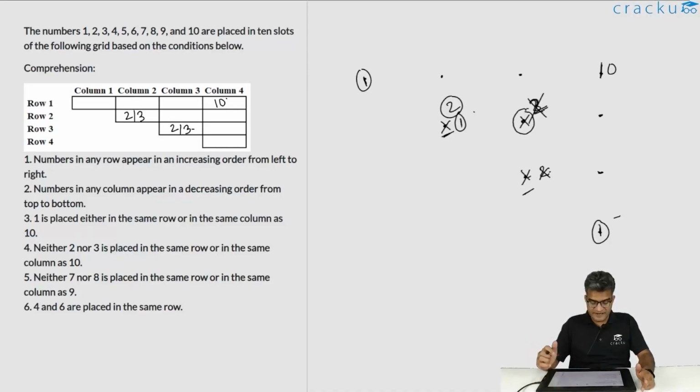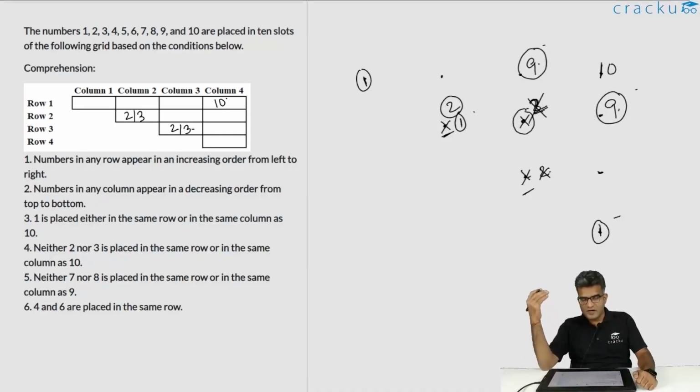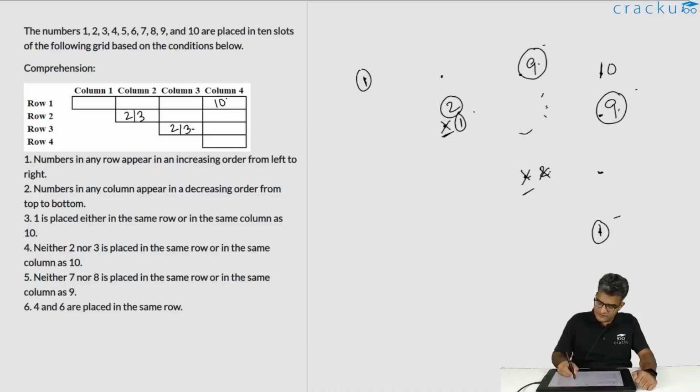Once we have identified it, let us now try to figure out where 9 can be. 9, in whichever row it is there, it will be to the rightmost other than 10. So it will be over here, one possibility. Whichever column it is there, it will be to the top other than 10. So this will be 9. These are the 2 slots which are available for 9. There is no other slot that 9 is available because above it, there cannot be any other number other than 10.